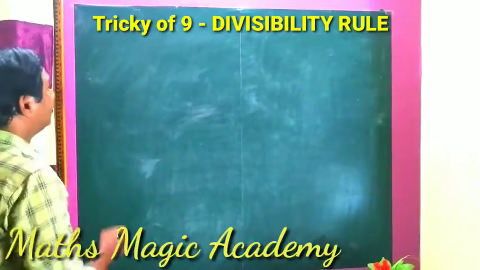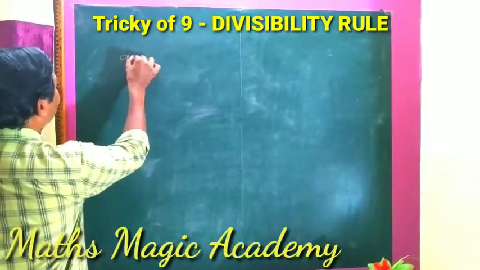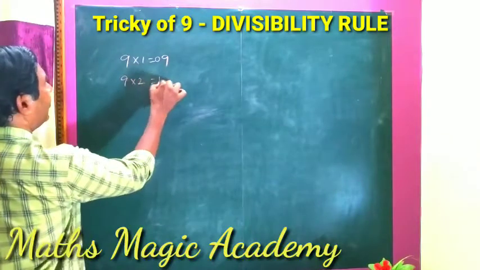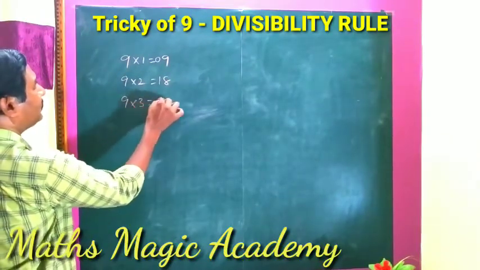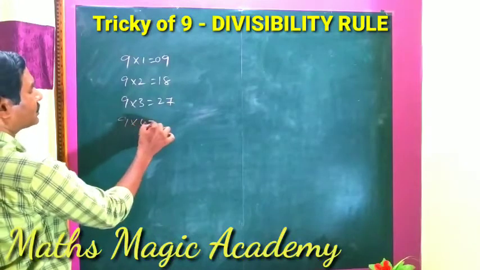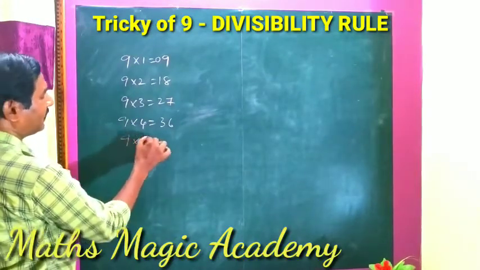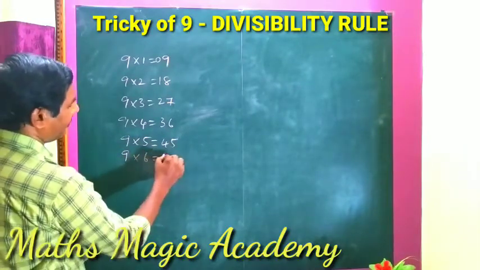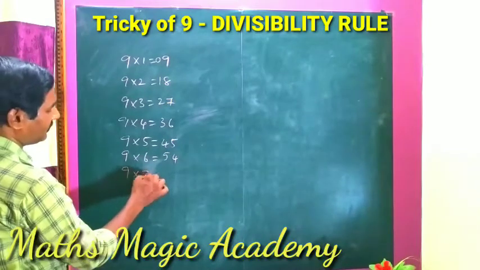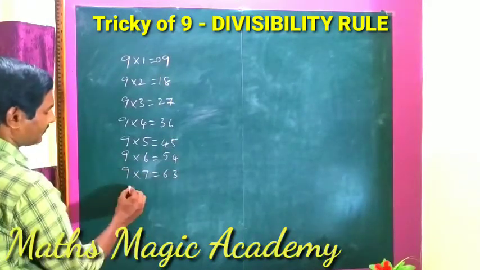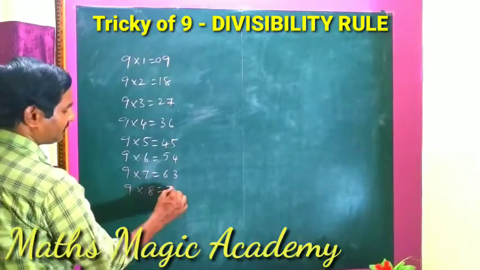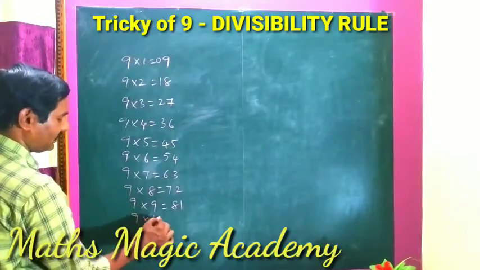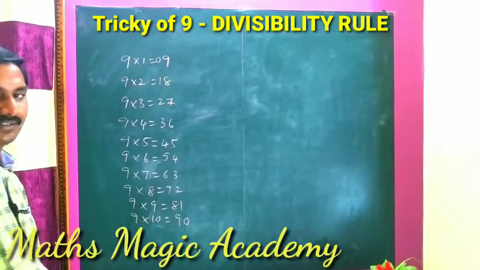So let us see the 9 table. 9 into 1 equals 9, that is 09, 9 2s are 18, 9 3s 27, 9 4s 36, 9 5s 45, 9 6s 54, 9 7s 63, 9 8s 72, 9 9s 81, 9 10s are 90. Like that the table will be there.